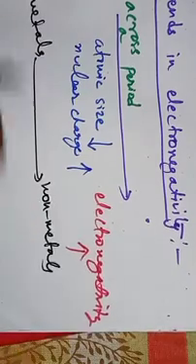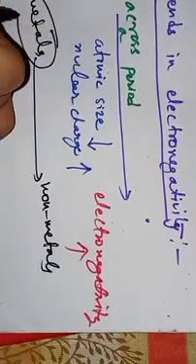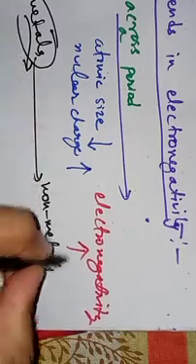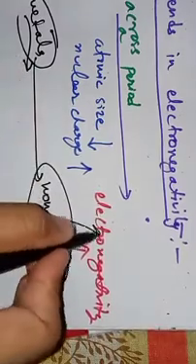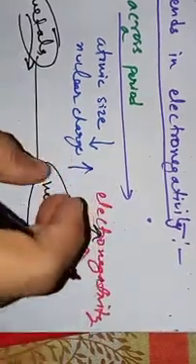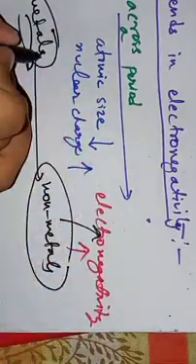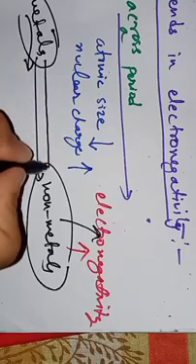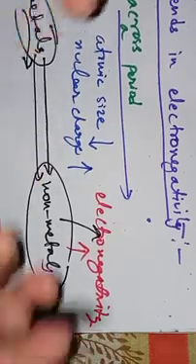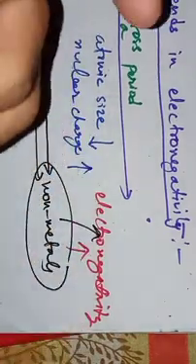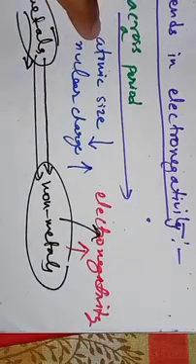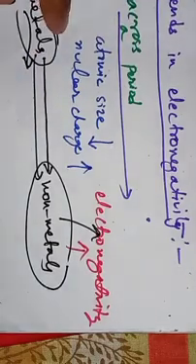And you know that metals are electropositive. They have the tendency to lose electrons. And non-metals are electronegative, that is, they have the tendency to attract electrons. So definitely we are moving from electropositive to electronegative elements, so electronegativity is going to increase. And what is the reason behind that? The reason is the decrease in atomic size and increase in nuclear charge.